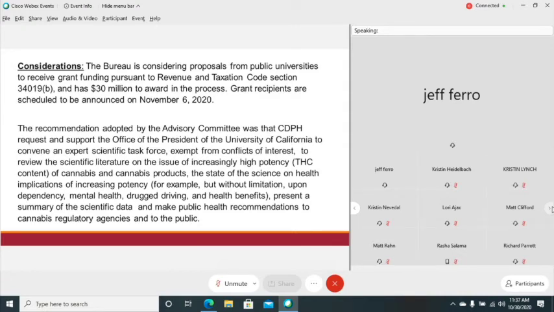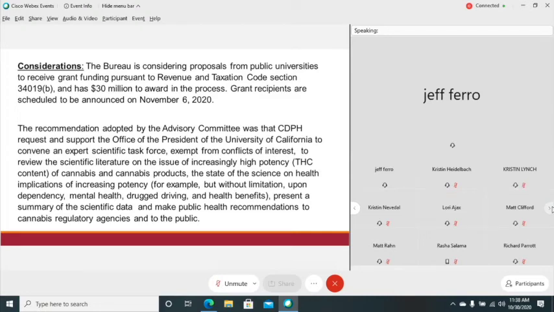The recommendation adopted by the Advisory Committee was that CDPH request and support the Office of the President of the University of California to convene an expert scientific task force, exempt from conflicts of interest, to review the scientific literature on the issue of increasing high potency THC of cannabis and cannabis products. The state of science, which we've gone through in this motion a few times now, on health implications of increasing potency, for example, but without limitation, dependency, mental health, drug driving, and health benefits, presents a summary of the scientific data and makes public health recommendations to cannabis regulatory agencies and to the public.